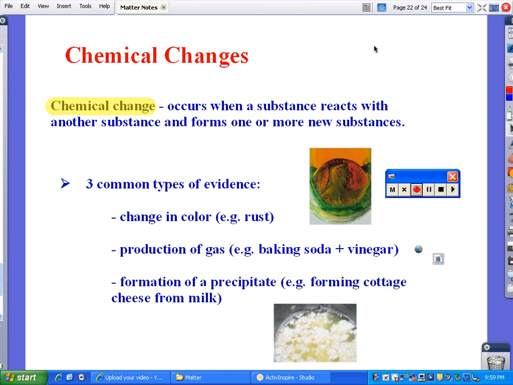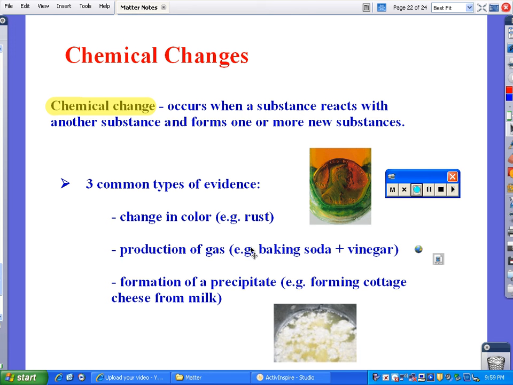a non-reversible switch. So, three common types of evidence are changing color, you have things rusting. This is a penny that's patinaing, and patina is what copper does. It does not rust. It oxidizes. It's a reaction with oxygen and water, and it actually makes copper turn green. That's why the Statue of Liberty is green. It used to be copper, shiny.